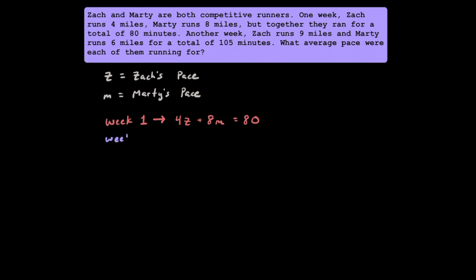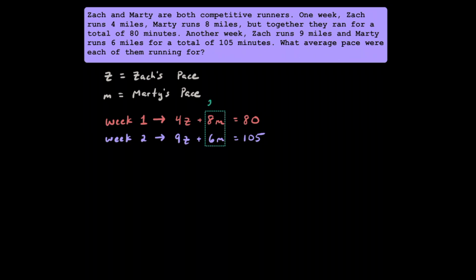Now let's write an equation for the other week. We'll call it week 2. In week 2, we know that Zach runs 9 miles at his average pace, and Marty runs 6 miles at his average pace, for a total of 105 minutes. Remember, the 4Z and 9Z represent the total time that Zach was running, the 8M and 6M represent the total time that Marty was running, and the 80 and 105 represent the total amount of minutes that they ran together in each of the weeks.